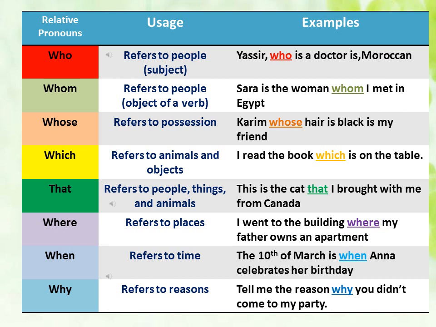Now the relative adverb where. Where, as we said, refers to places. So: I went to the building. Building is a place, so we use where: the building where my father owns an apartment.